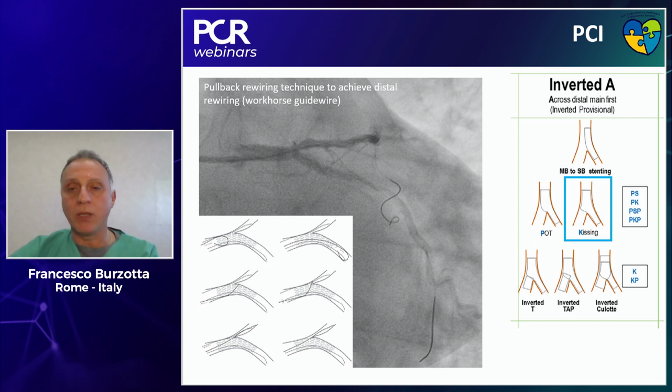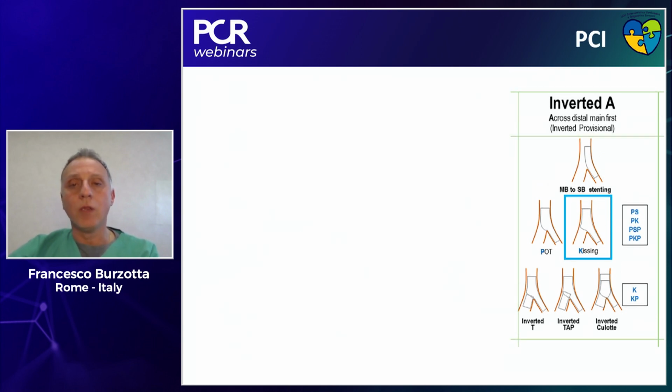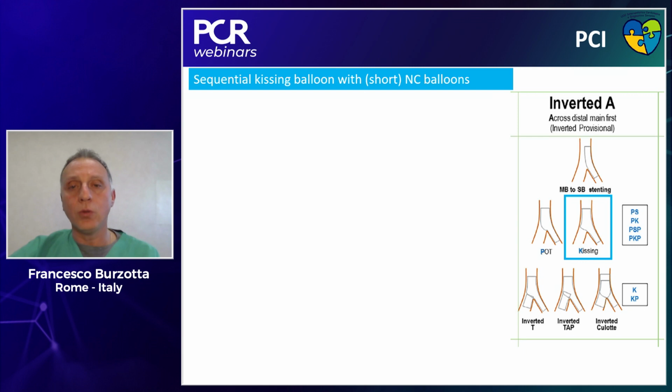We were happy with that situation, so we moved forward, and to perform kissing, we went with two balloons. We selected short non-compliant balloons and performed it in a sequential way.